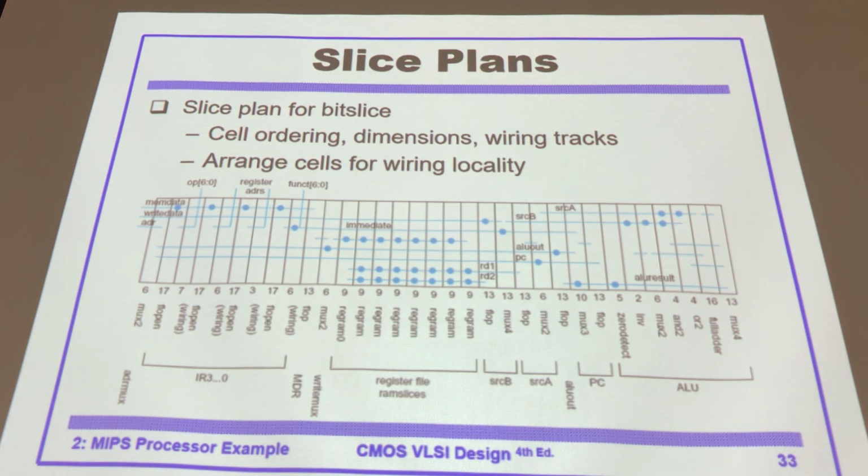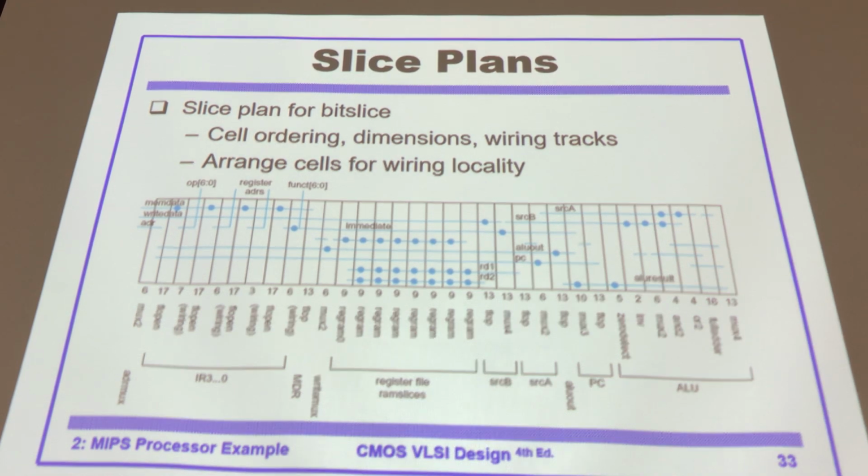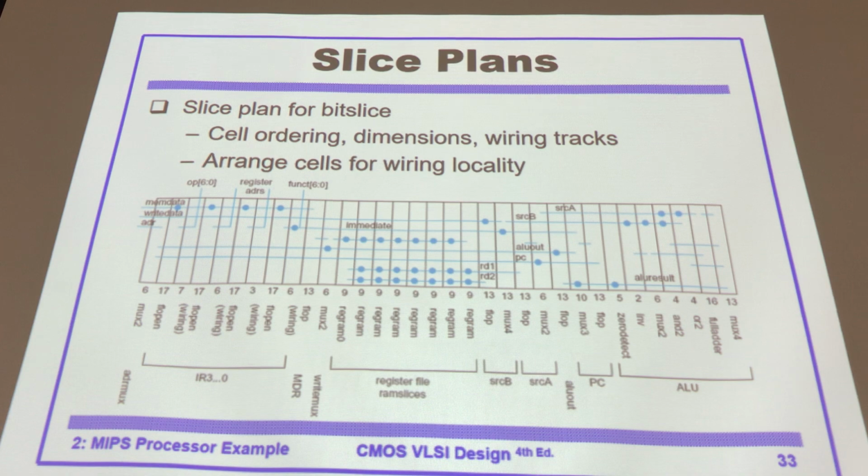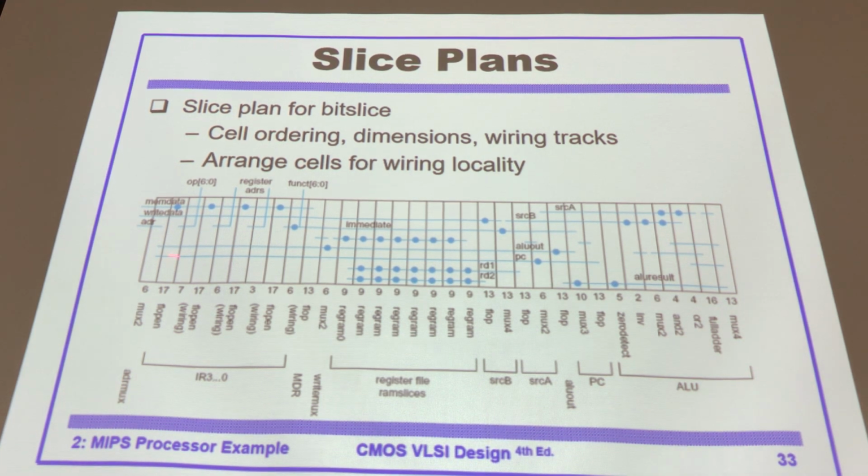And we prefer the shorter the better. Okay. The fewer tracks, the better. We try to arrange the cells such that the wiring locality is good. And this example is an instruction register here. Okay. This is for VLSI. This slide, VLSI: the source A, source B register, program counter, ALU. So the whole row is the data path.